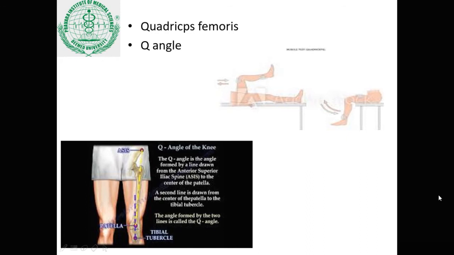Now what is the Q angle? This Q angle is drawn from the anterior superior iliac spine to the center of the patella, and the second line is from the center of the patella to the tibial tubercle. The angle formed by the two lines is known as the Q angle. Normally the Q angle is around 15 degrees. If that is increased, that will denote dislocation of the patella, mostly onto the lateral aspect.